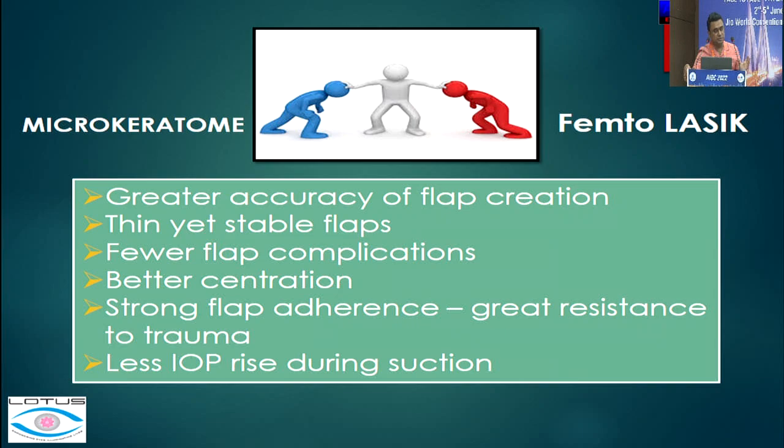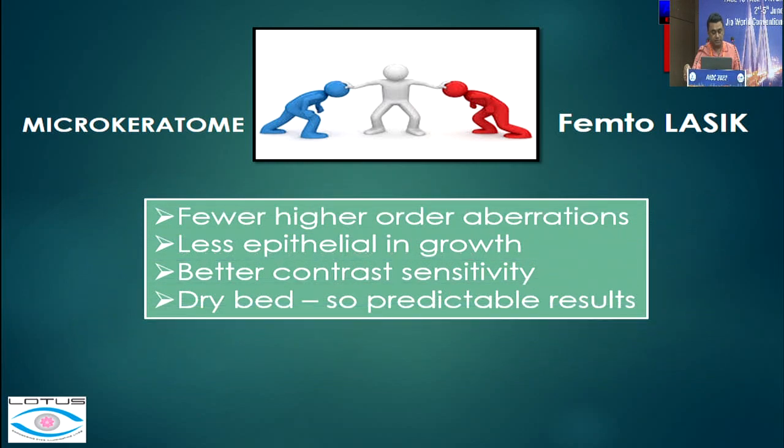The IOP rise which happens during microkeratome is around 60 mm, but here with Femto it hardly goes beyond 30 millimeters. Whenever we do it with the microkeratome, the surface can be irregular. But here, since we are making planar flaps, the surface will be smooth, so the amount of abrasions induced just because of flap making is very, very minimal. The cut with microkeratome is oblique in nature. Here it is a 90-degree cut. The incidence of epithelial ingrowth is very, very minimal.